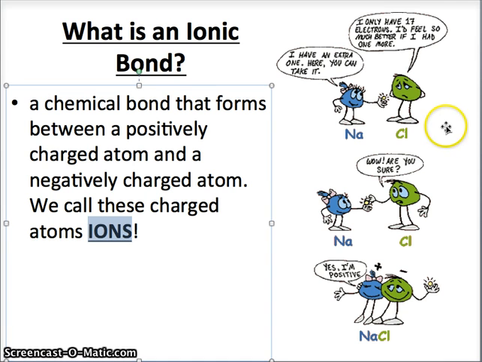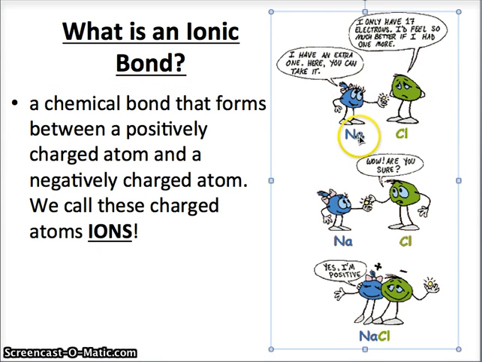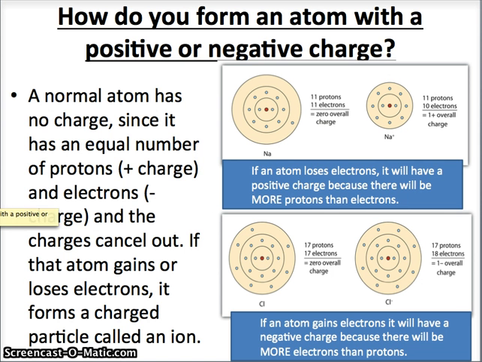Now in this cartoon you can see here we have Na, which is a sodium atom, and Cl, which is chlorine. And Na is going to give an electron to Cl because Cl would like more electrons. And when Na gives an electron to Cl, it forms an ionic bond. We're going to talk about why these things happen and how these charges form in the next few slides.